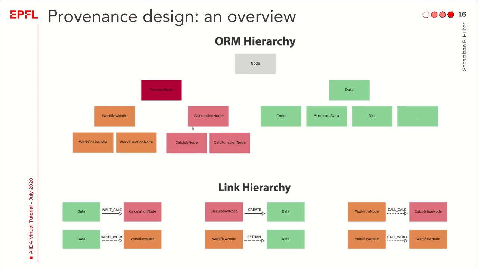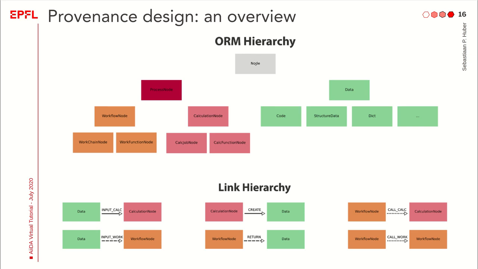Then there's the ORM hierarchy. This is useful if, later during the tutorial, you have to perform queries and have to work with specific link types, if you want to traverse your provenance graph. And these are the ORM classes that you can use to identify certain nodes that you might be interested in.